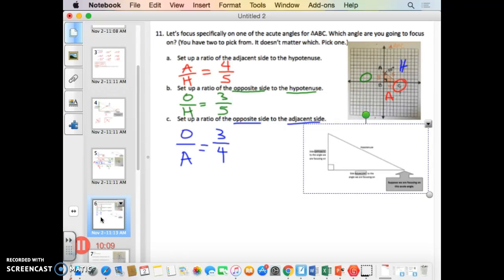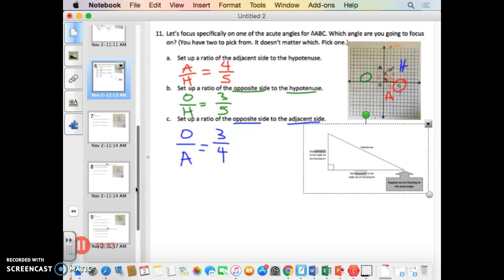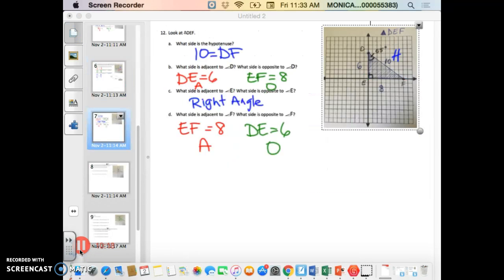Okay, so you're going to go ahead and do this for the other two triangles, and then come back after you finish and check your answer. Something that looks like this, the hypotenuse is DF. For letter C, I just went ahead and wrote that that particular angle is the right angle, so we're not really going to have an adjacent or opposite side. Again, we'll talk about that later.